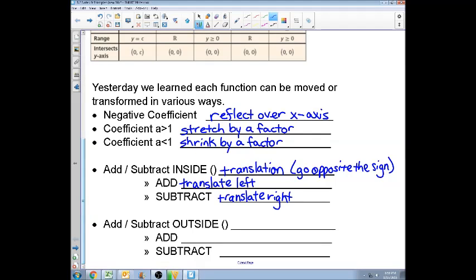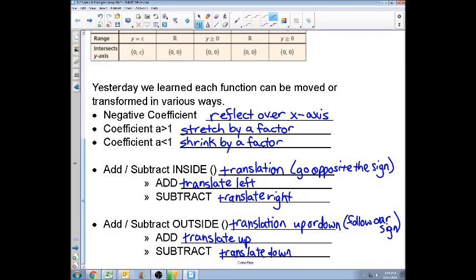How about adding and subtracting outside the parentheses? Well, again, that's going to be a translation. This one's going to be up or down, and we would follow our sign. Okay? So if I add, and it's outside the parentheses, then I would translate up. If I subtract, I would translate down. Okay? Those are all things, just a review of what we talked about yesterday.